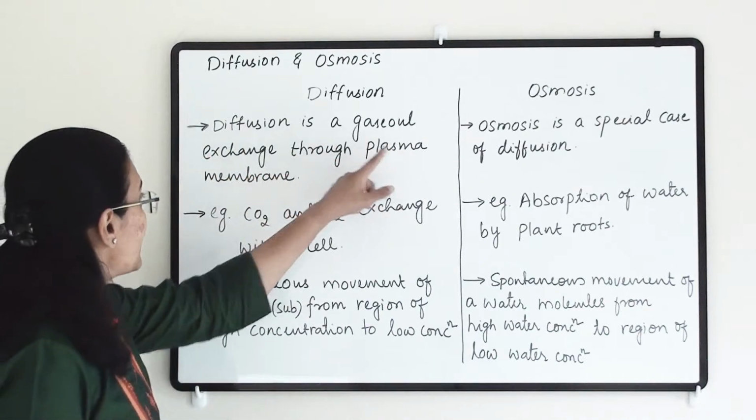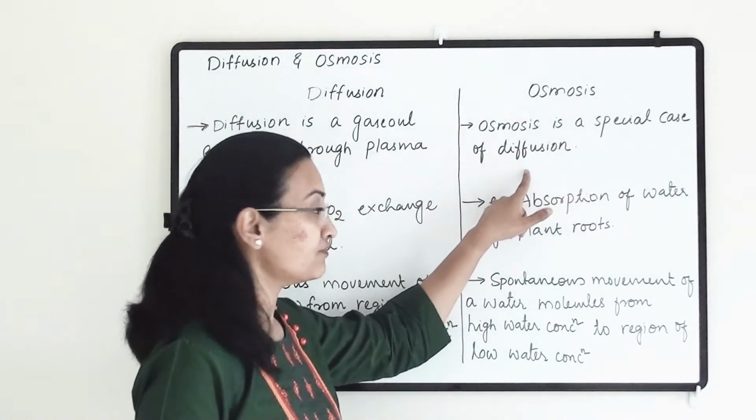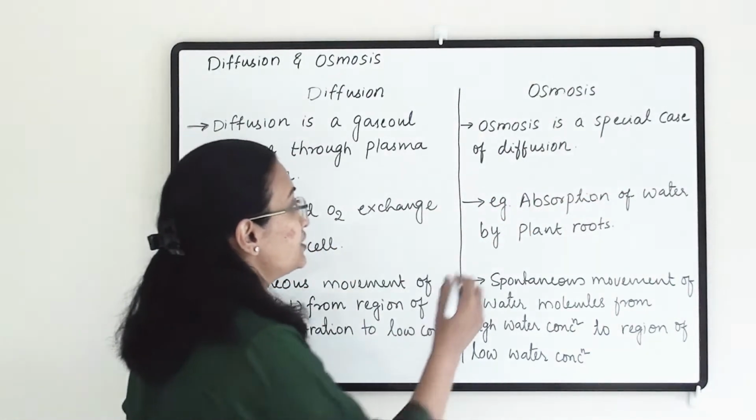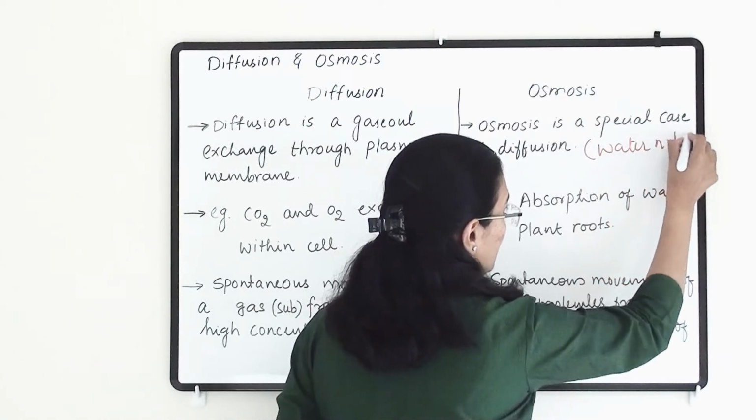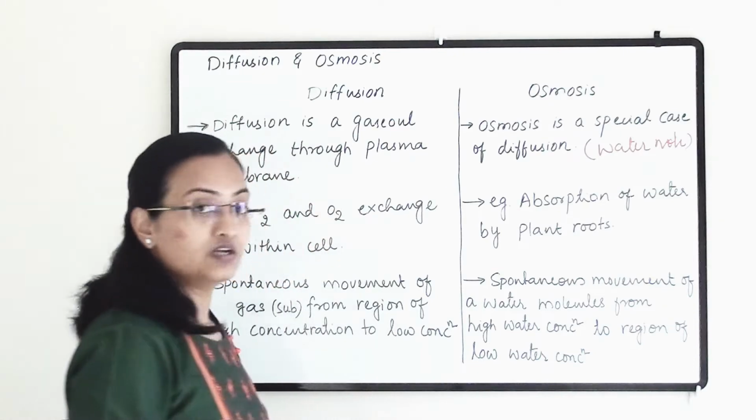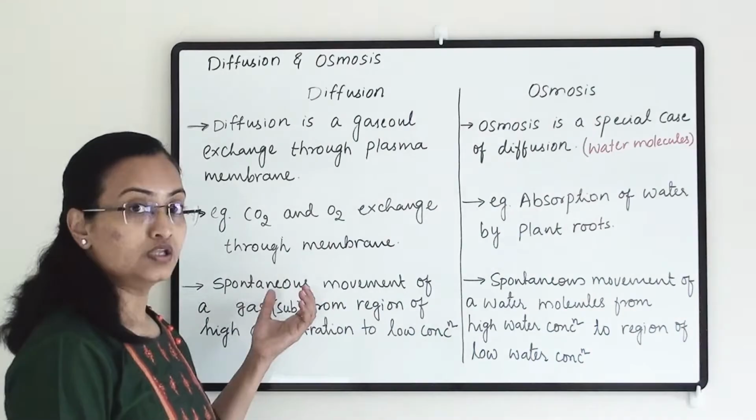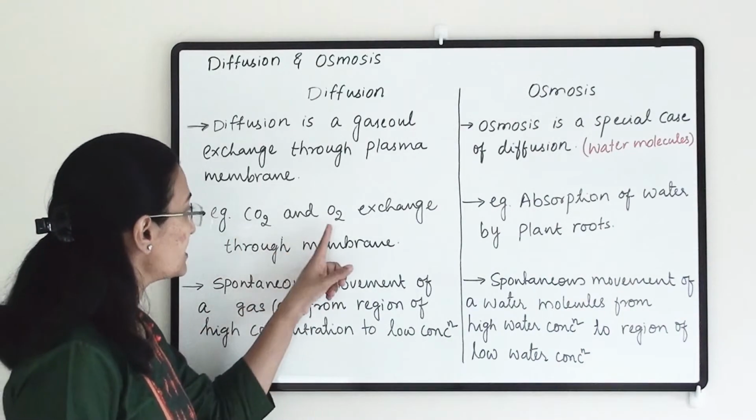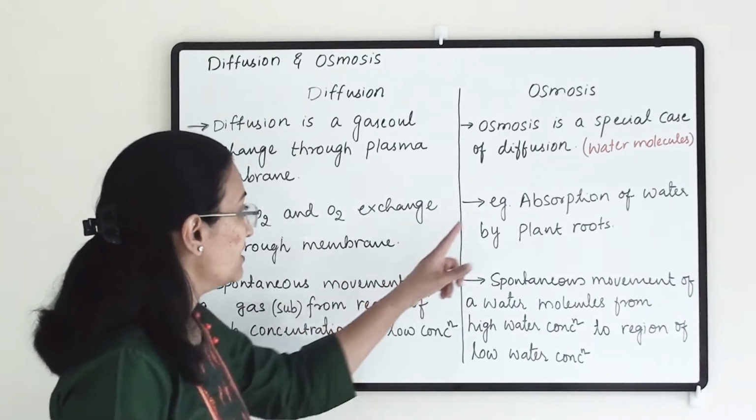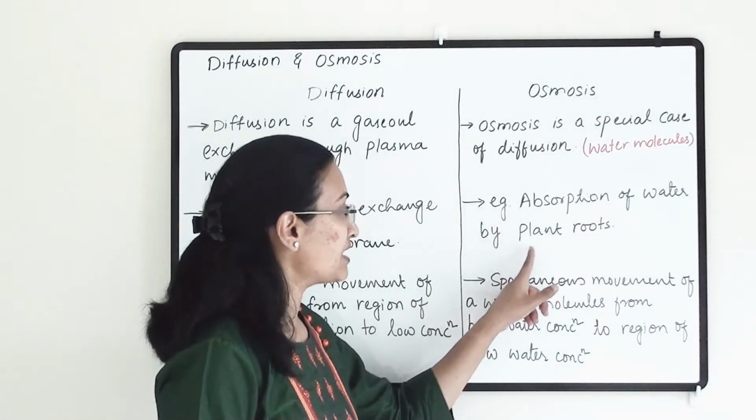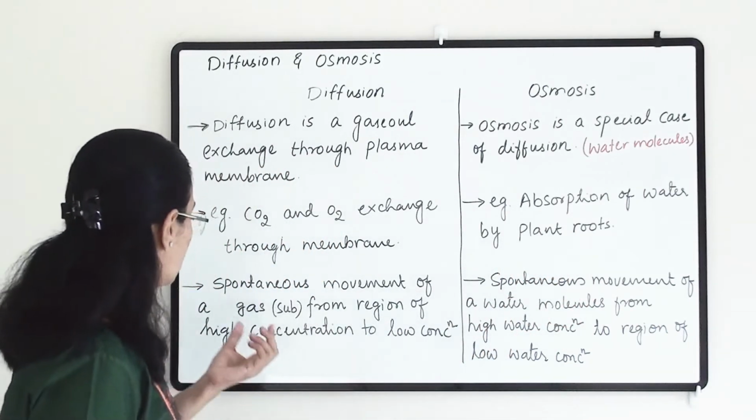So diffusion is a gaseous exchange through the plasma membrane, whereas osmosis is a special case of diffusion, and this is related to water molecules. When water molecules follow the rules of diffusion, that is known as osmosis. Now an example of diffusion is carbon dioxide and oxygen exchange through the membrane. Whereas the absorption of water by plant roots, there they use osmosis to absorb the water.